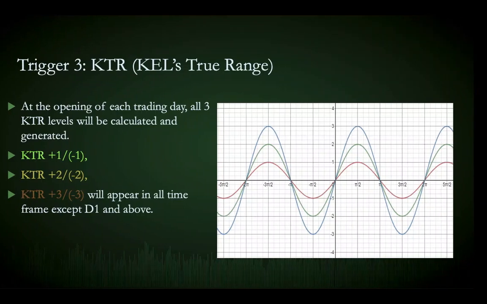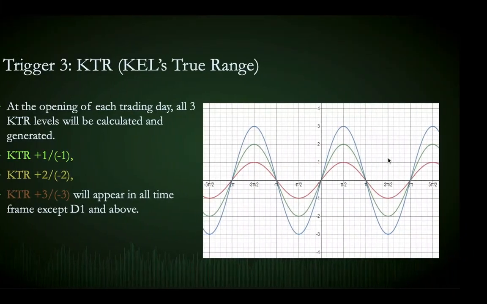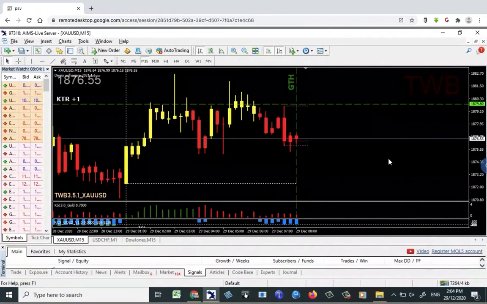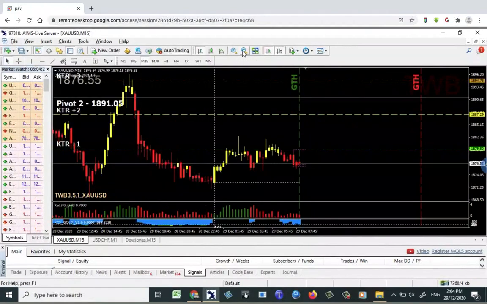So let me show you a live example right now, okay? So if I go and see my live example right now, I can see the KTR 1 here, but where's my 2 and 3? So I might want to zoom out. See, if I zoom out, I see KTR 2. And KTR 2 was the price line. If I move my mouse over it, I can see the price. KTR 2 is 1887.29. KTR plus 1 is 1879.80. Okay, so let me zoom in further.